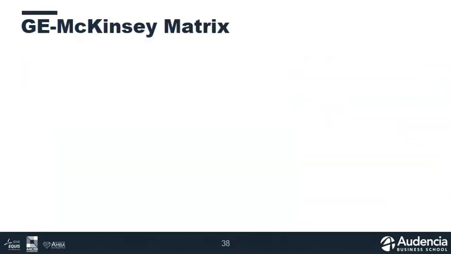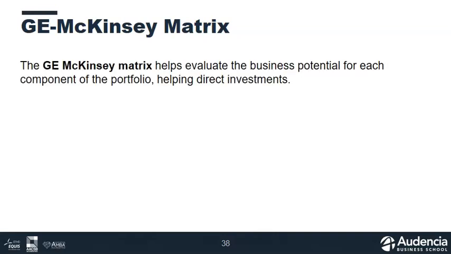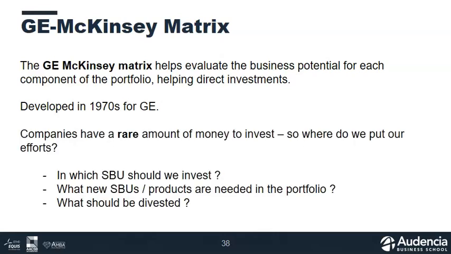The second matrix is called the GE McKinsey matrix. And this is a very interesting matrix because it helps us evaluate the business potential for each component of our portfolio. Do we continue to invest? Do we invest in a company or in a business? Yes or no? This was developed by McKinsey, which is a consulting organization, for General Electric in the 1970s. And it's trying to answer a basic problem that any company has, is that capital resources for investment are rare. And so the question is, well, where do we put our efforts? In which SBU, which strategic business unit, do we need to invest?